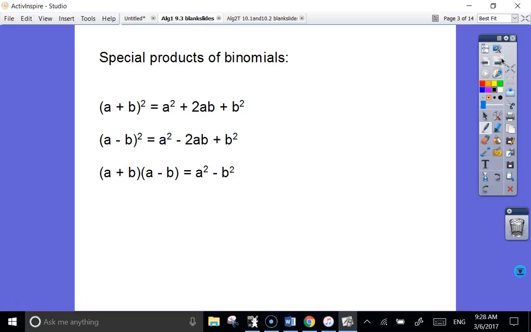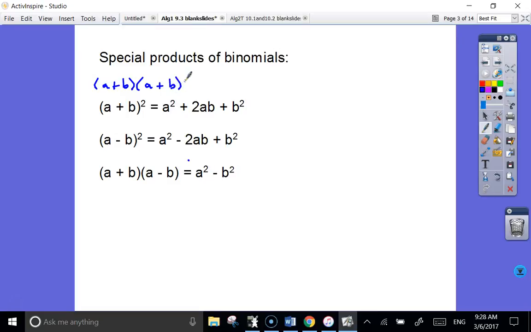So notice, if I was going to FOIL this, right? I mean, what does it mean to square something? Times it times itself, right? So if I do that, right, then this one here is a plus b, and that's a FOIL, right? We know that that's a FOIL now.